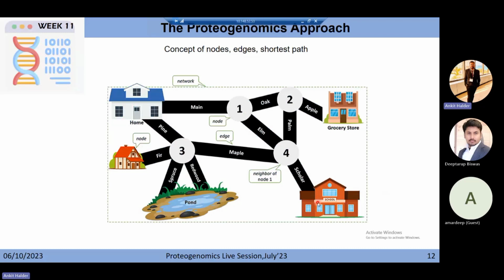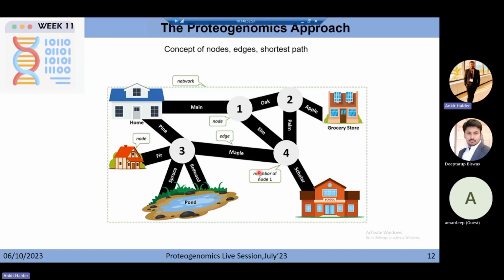So here you can see with a simple diagram what we can understand. For example, you have a home, a grocery store, a pond, another home, and a school. Now if we try to map it, what will happen? The students, or the children, of these two homes will be here in the school. Similarly, from these two homes people will go to the grocery store.